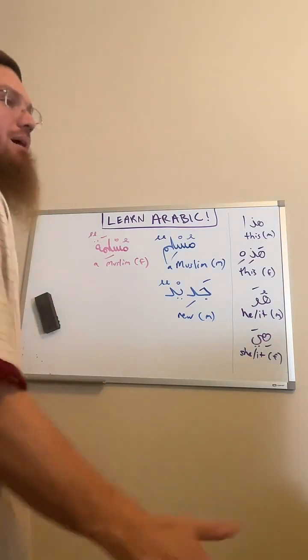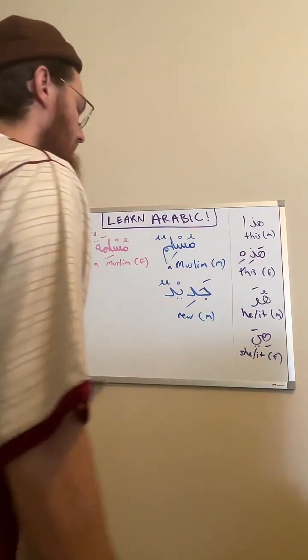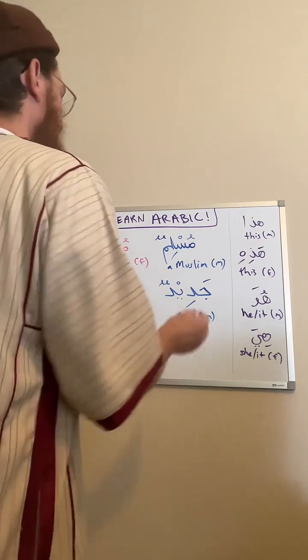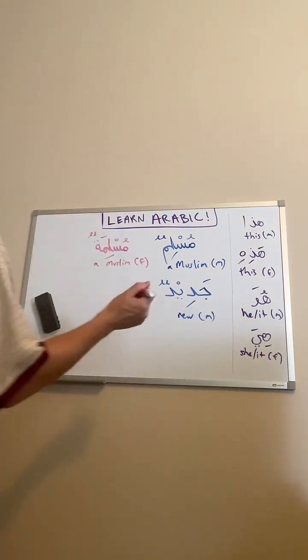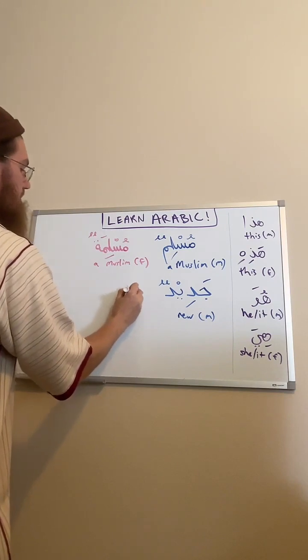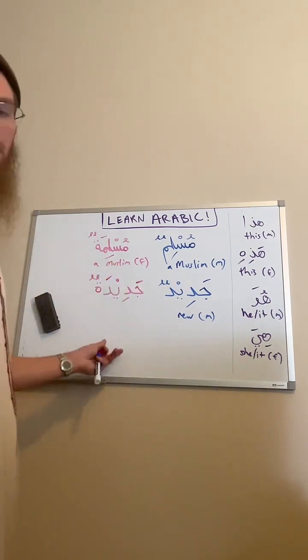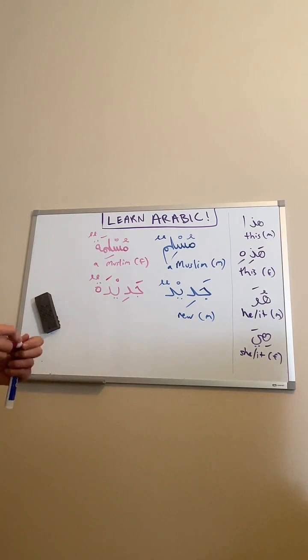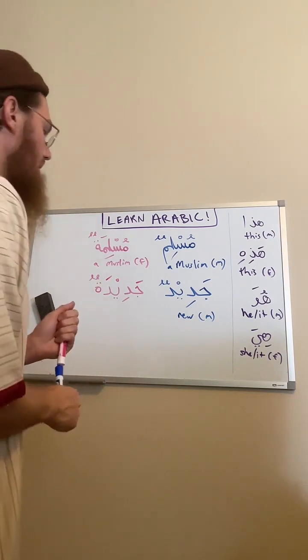Or even inanimate objects are going to be either masculine or feminine. Okay, a new book. All right, but if we want to make this feminine, all we do is we add that ta marbuta at the end. Okay, it's pretty simple, right? This is pretty simple, inshallah.